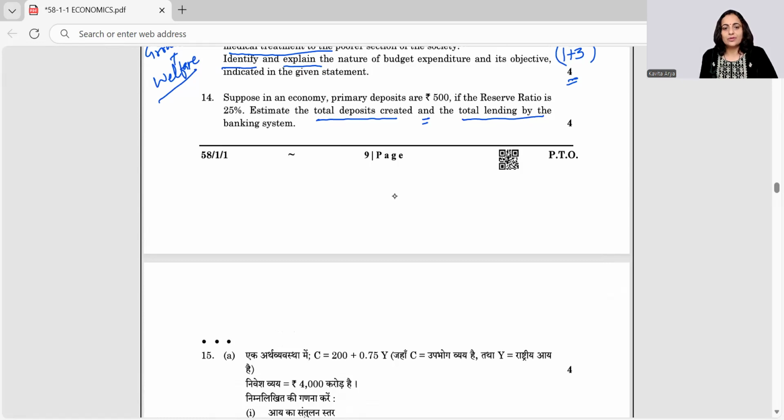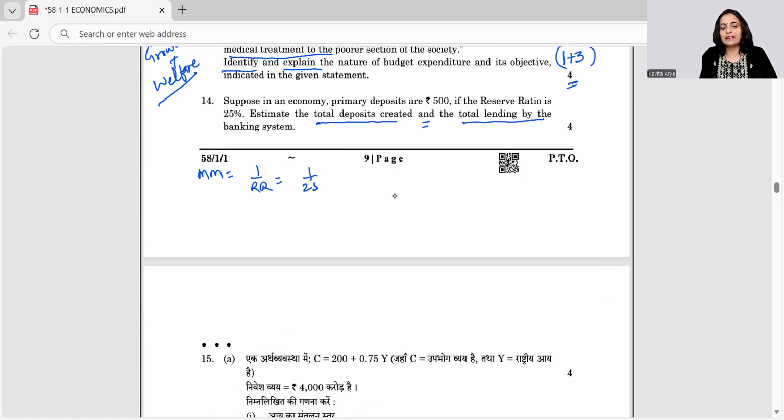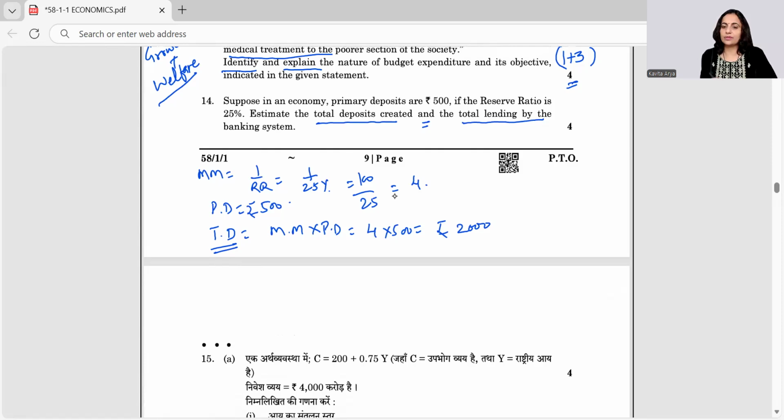Reserve ratio is given. So what is the money multiplier? Money multiplier is equal to 1 by reserve ratio, right? And that's equal to 1 by 25%, which is 100 by 25, and hence it is 4. So if primary deposits are 500, what would be the value of total deposits? Total deposits would be the money multiplier multiplied by the primary deposits. That's equal to 4 into 500, and hence we would land on rupees 2,000 as the total deposits.